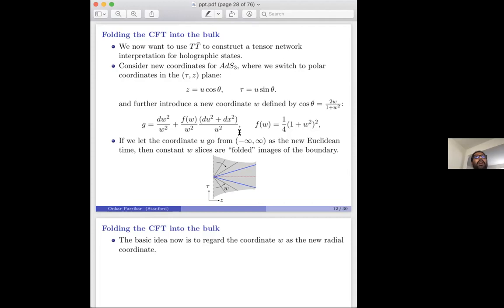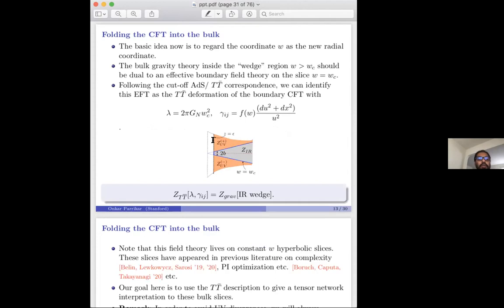Now, you could ask, how do I relate the vacuum state in the dual CFT to these states, to something in the folded Hilbert space? One way to do that is to argue that, let me go to some picture here. Yeah, there we go. The partition function of the vacuum state on this asymptotic slice is related to the partition function on this folded slice via the bulk path integral in this orange region.